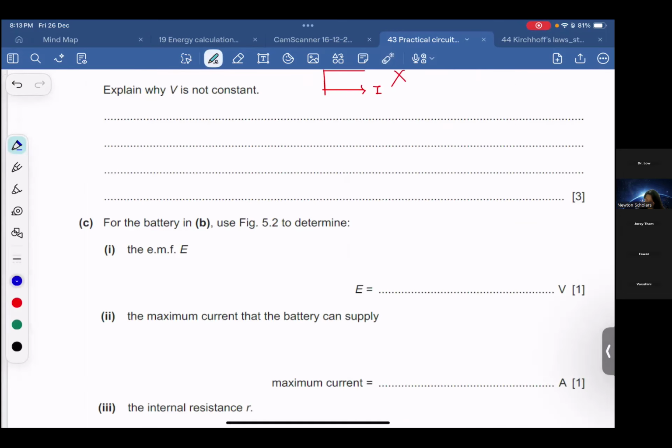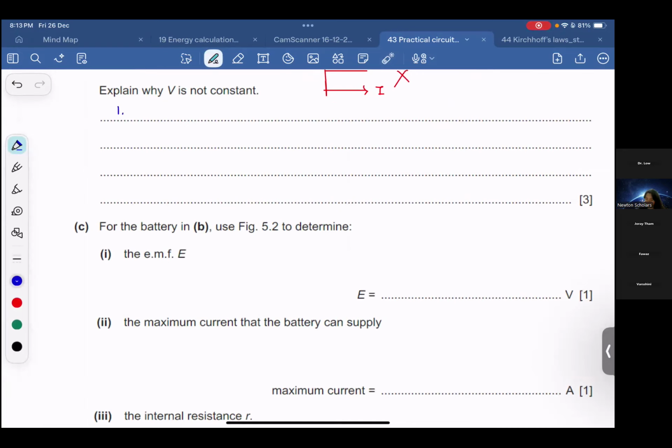Okay, so we write down the first point, 3 marks here. First point, we can write that there is a potential difference across the internal resistance. Now we're talking about V, so I'm also talking about the potential difference across the internal resistance. The internal resistance also shares the potential difference. So this is the first point.